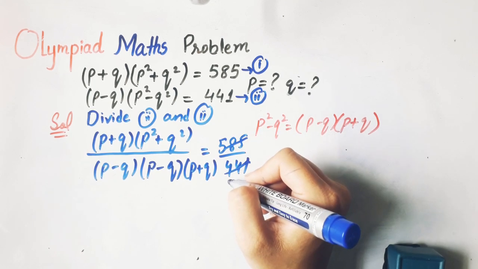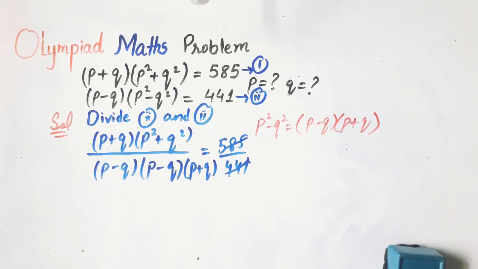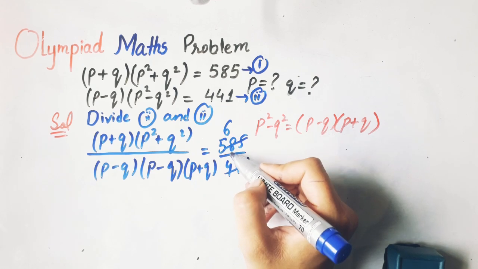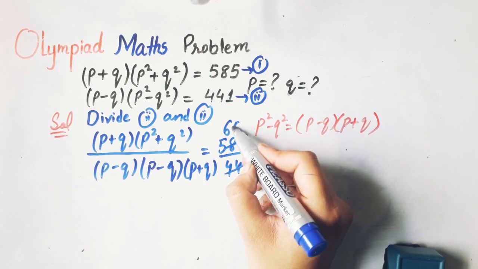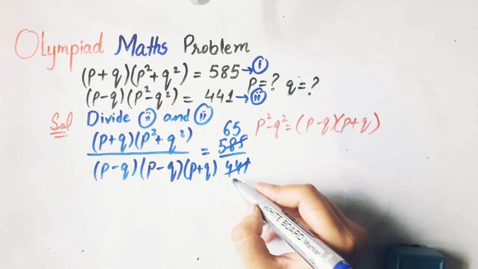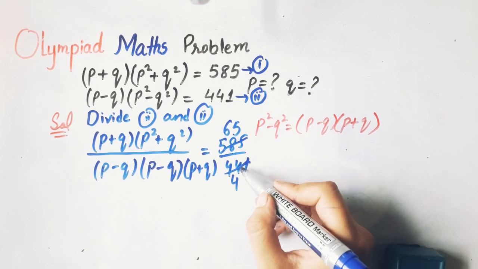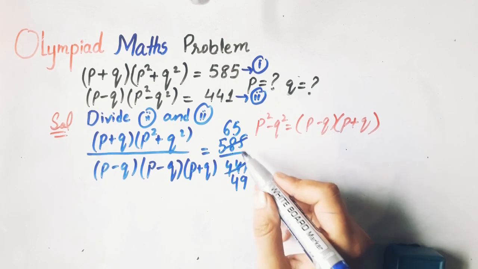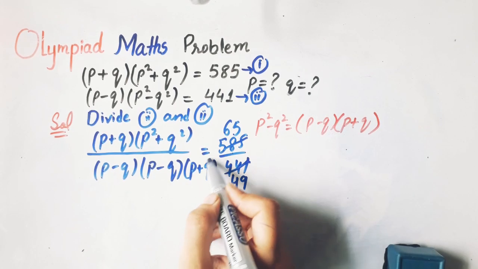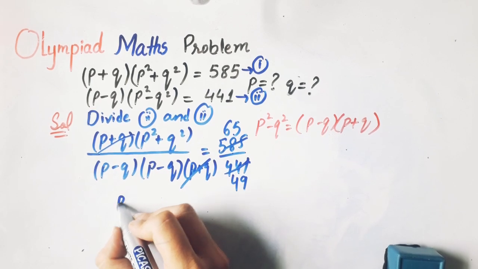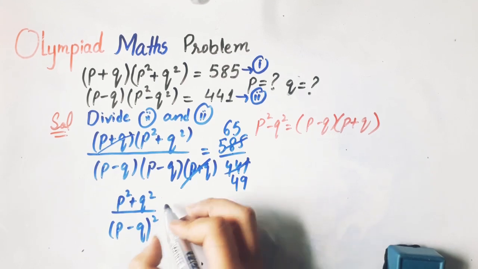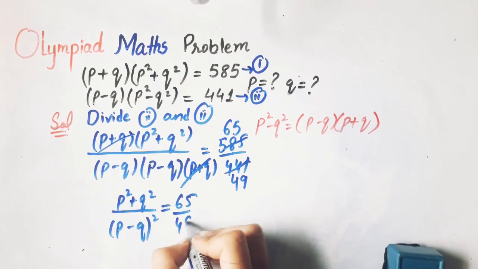When we divide, 585 divided by 9 gives us 65, and 441 divided by 9 gives us 49. So we get 65 by 49, and this term cancels out. We have (p² plus q²) divided by (p minus q), whole squared, equals 65 by 49.